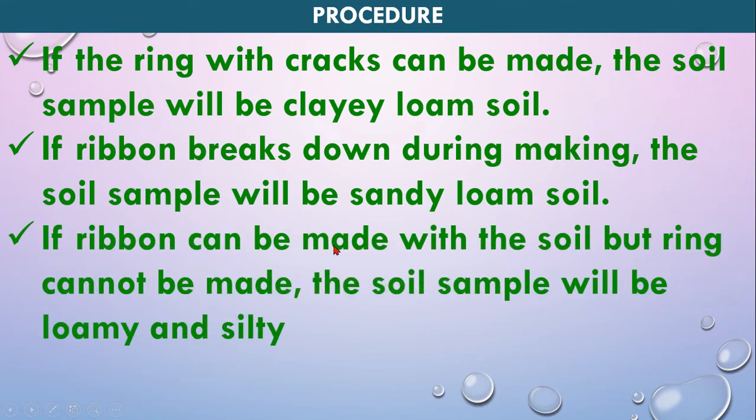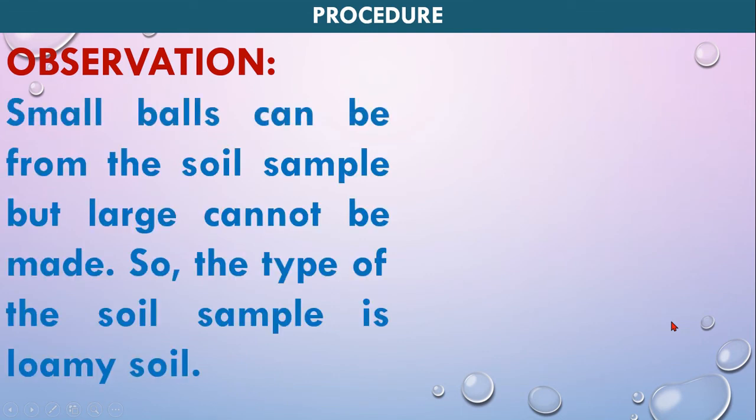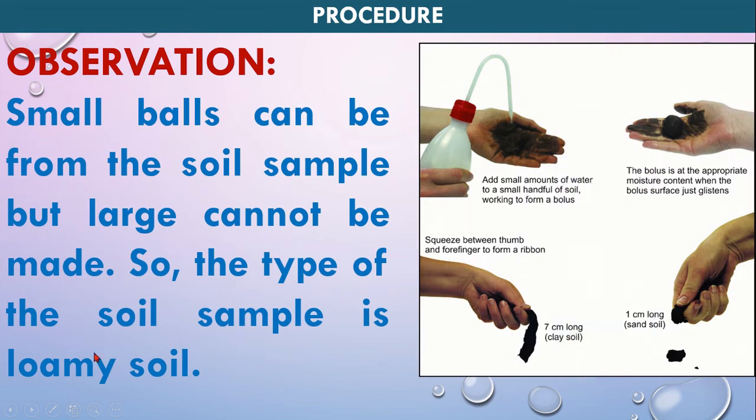If a ribbon can be made with the soil but a ring cannot be made, the soil sample will be loamy and silty. Now the observation. So what would be the soil? Small balls can be made from the soil sample, but large ones cannot be made. So the type of soil sample will be loamy soil. Here you have a look. This is the soil in your palm.